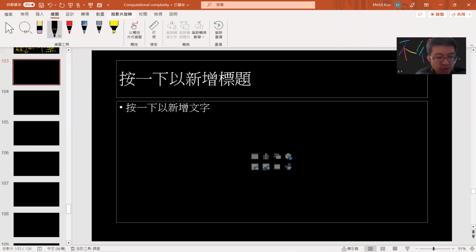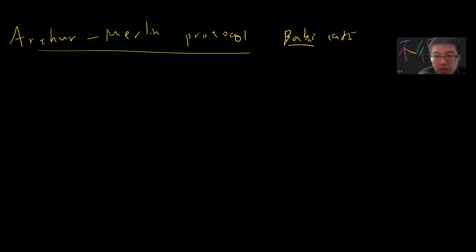So today I want to talk about an interesting topic called the Arthur-Merlin protocol, and this is classical complexity theory, but one can generalize this into the quantum one. Okay, sorry, I just misspelled it. So this Arthur-Merlin protocol is, I think, this one. Okay, so it was invented by this one.